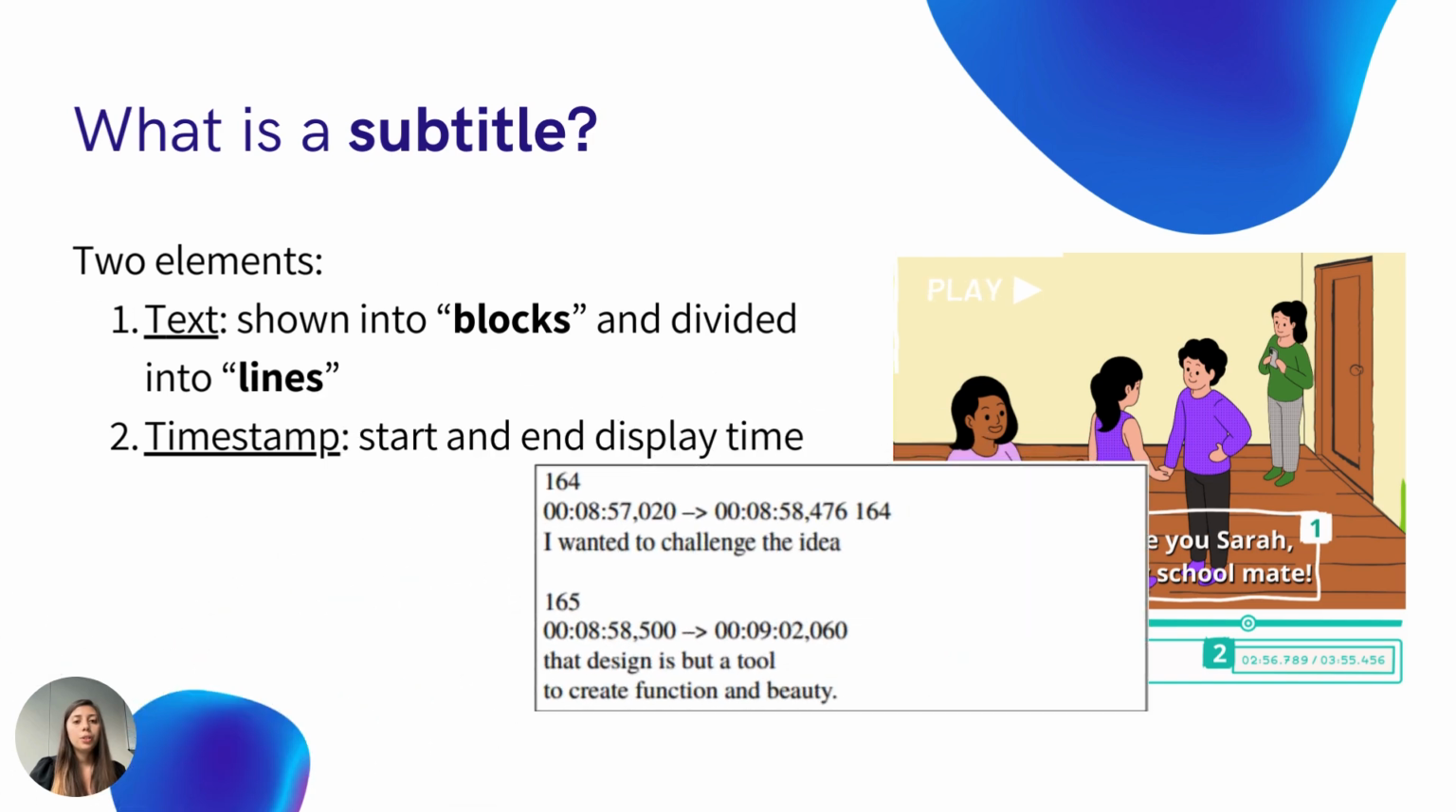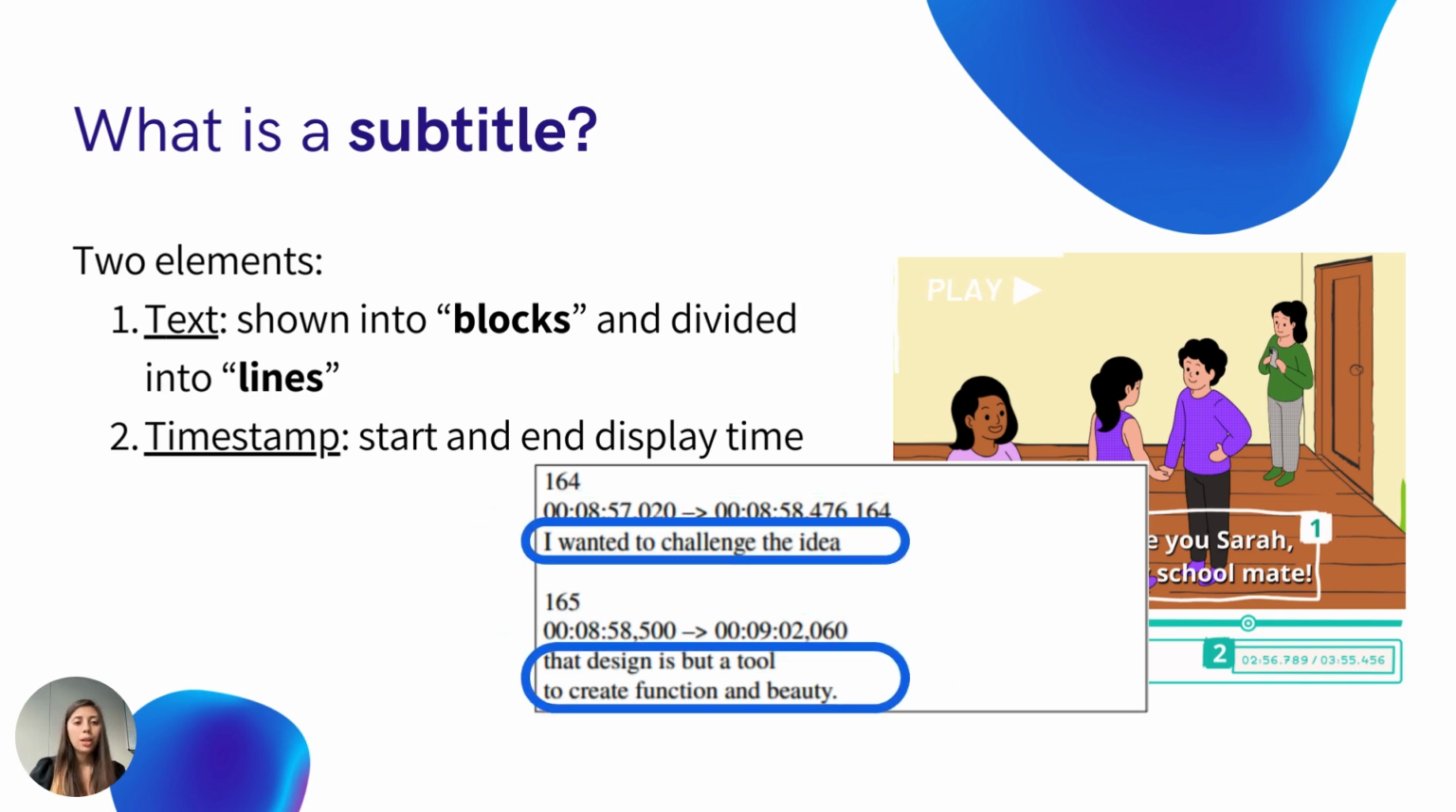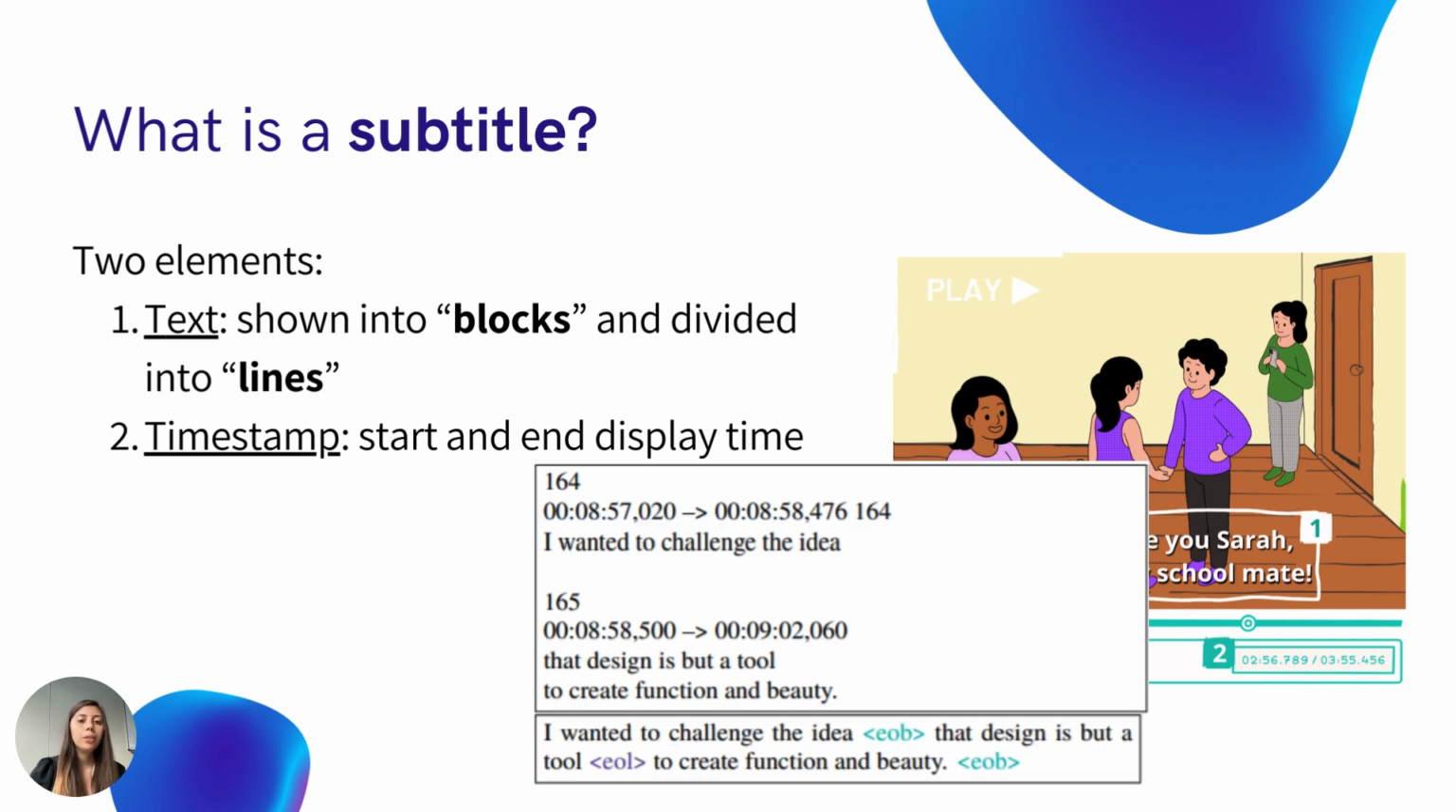Subtitles are stored in SRT files, which are files with sequential numbers for each subtitle, the start and the end timestamps, and the subtitle blocks. Another way of representing subtitles is the textual one, in which we lose the time information. In this case, we have two special markers. The first one is the end of block that indicates the end of a subtitle block, and the second one is the end of line that indicates the end of a line within a block.